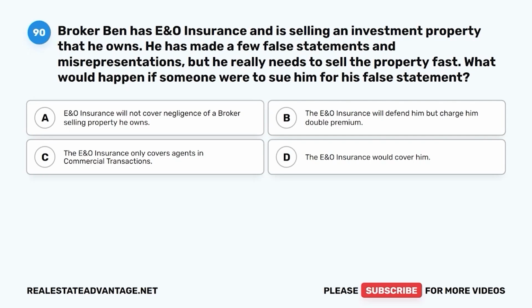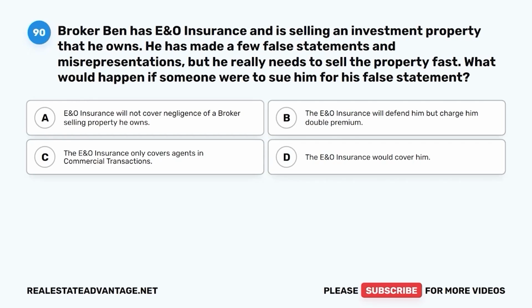Question 90. Broker Ben has E&O insurance and is selling an investment property that he owns. He has made a few false statements and misrepresentations, but he really needs to sell the property fast. What would happen if someone were to sue him for his false statement?